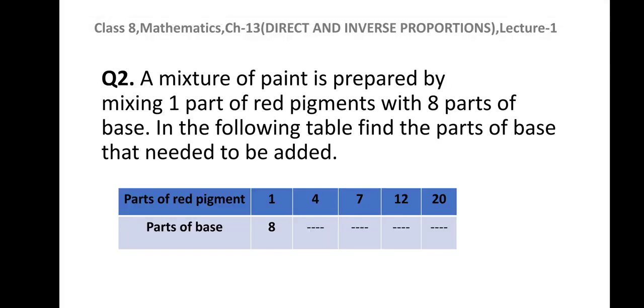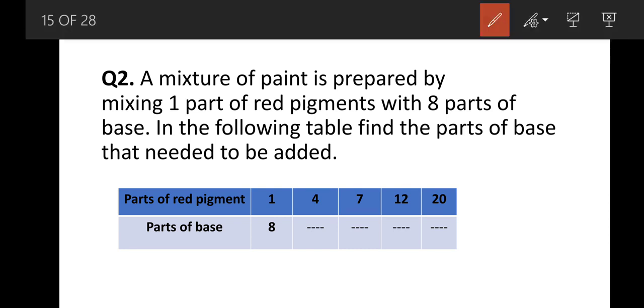Let us talk about question number 2. Question number 2 says, a mixture of paint is prepared by mixing 1 part of red pigments with 8 parts of base. According to the table, this is the table given to us in the question, 1 part of red pigment with 8 parts of base is being mixed, and we need to find the parts of the base. You can see the blanks here that need to be filled. If I keep on increasing the parts of red pigments, the parts of base will also keep on increasing. So this is a case of direct proportion. So we need to find out these values.